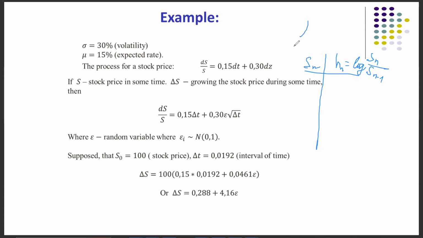So mu equals the mathematical expectation of Hn. But how can we estimate the mathematical expectation? It's the mean. Mean is the sum divided by the number of members. Yes, so this is how we can find the expected rate from historical data.